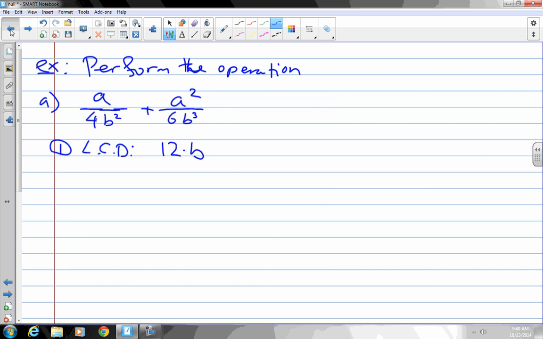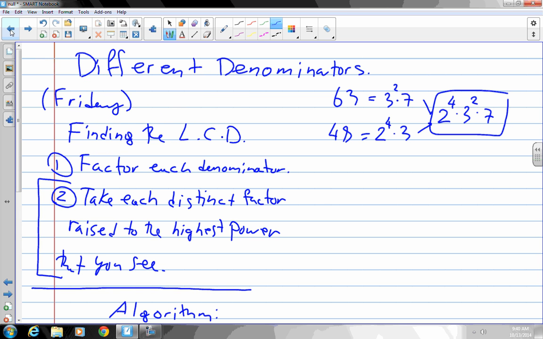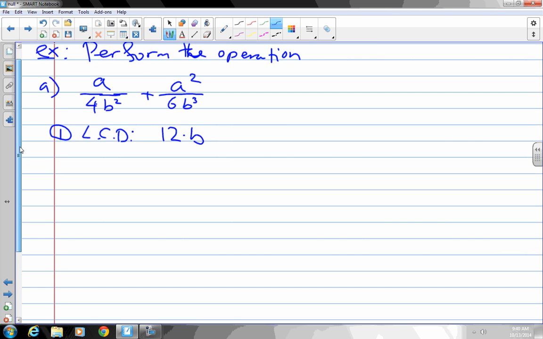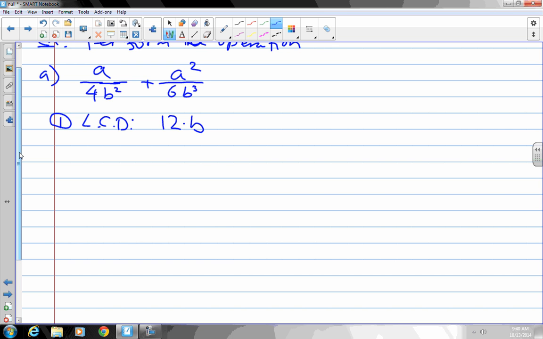Now let's go back here. What does this second part state right there? Who wants to read it out loud? Read it again. Right. Okay, now let's look at this one. So which power of b do I need? B cubed, the highest power that you see. All right, 12b cubed. Because then b cubed is divisible by both b cubed and b squared, right?